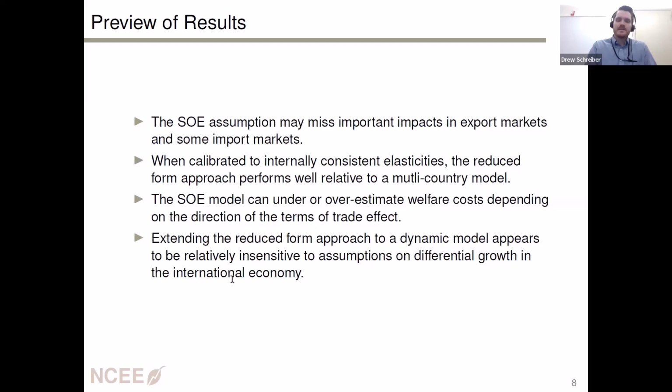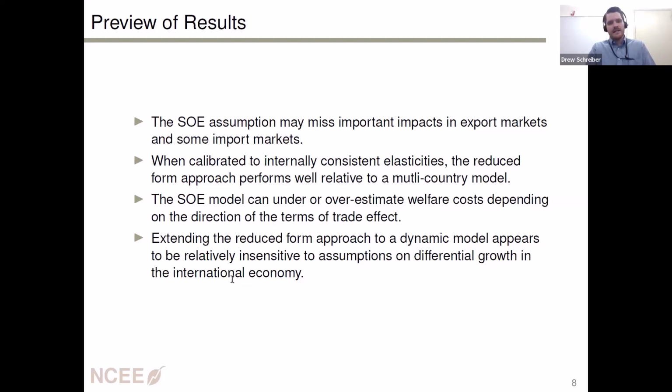Secondly, when calibrated to internally consistent elasticities, we find that the reduced form approach performs really well relative to a multi-country approach. In that comparison, we also find that the SOE model can over or under approximate welfare costs, depending on the direction of the terms of trade effect.